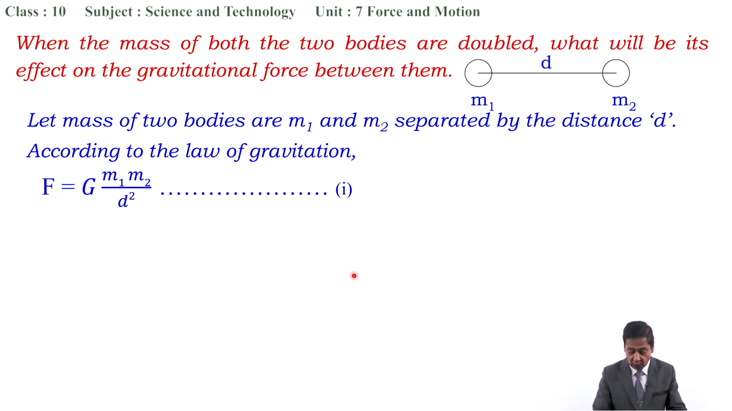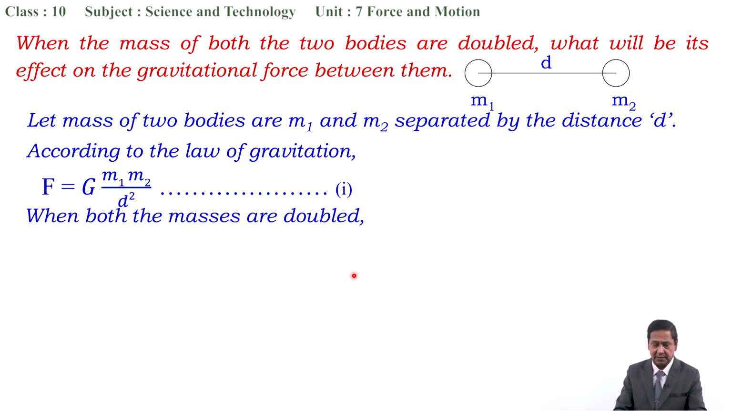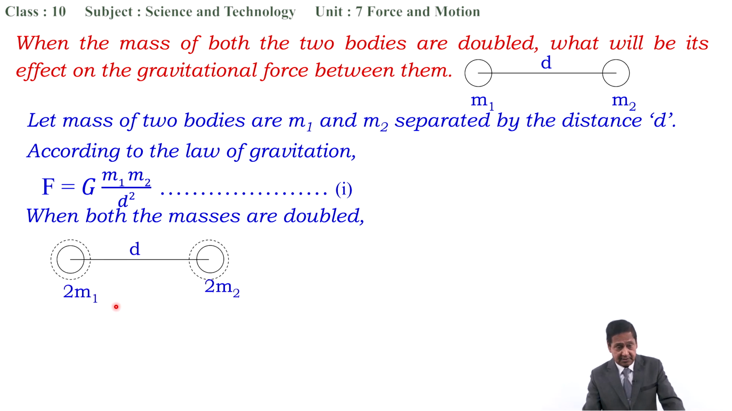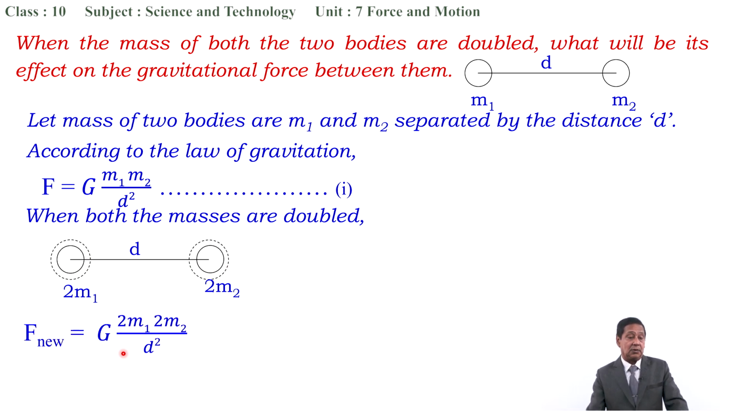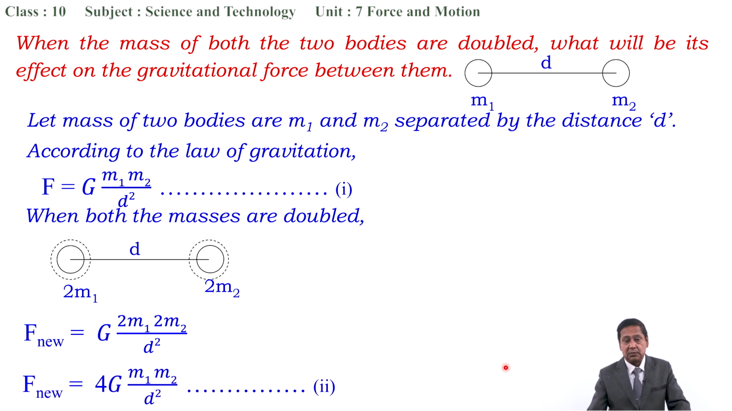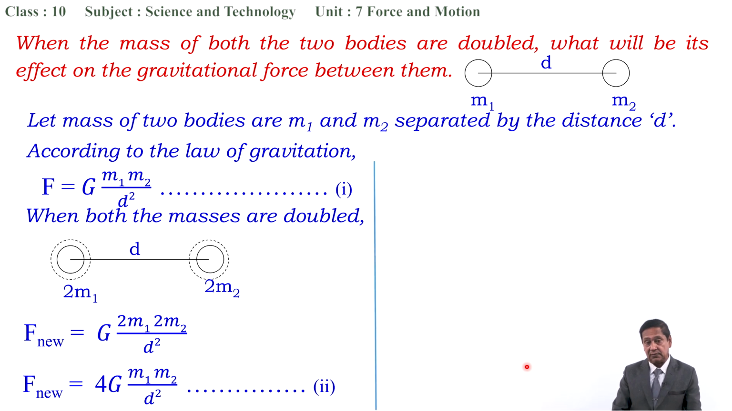When m1 and m2 both are doubled, what happens? Then the same equation will be different. Look, the first mass is doubled, and the second mass is also doubled. Then we'll have the new gravitational force G 2m1 2m2. Since the mass is doubled, 2 times 2 is 4. If 4 is taken out first, then F new becomes 4 times G m1 m2 by d square.